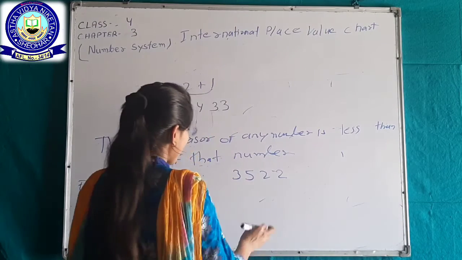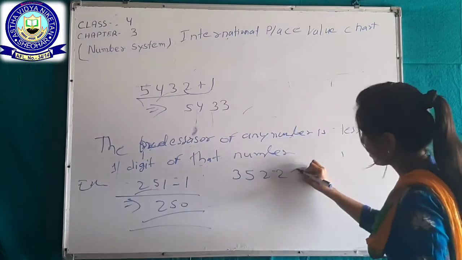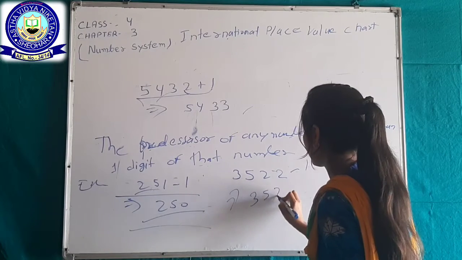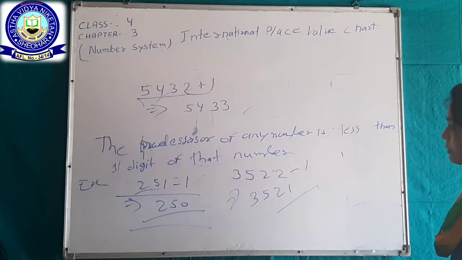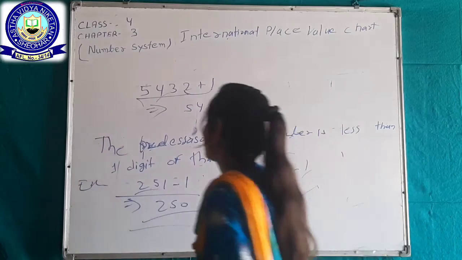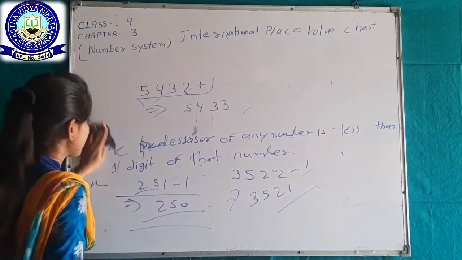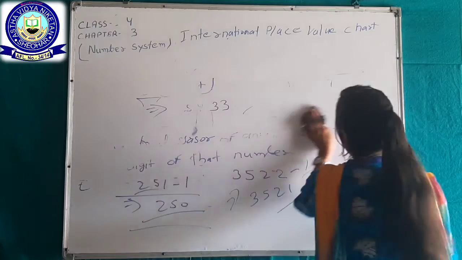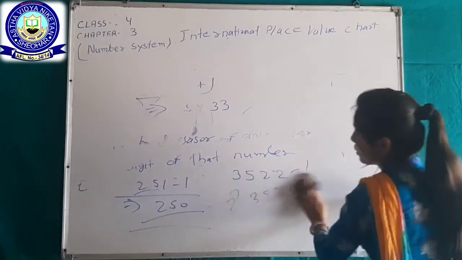3,522. You have to find out the predecessor of this number. Minus 1. 3,521 is the predecessor of this number. This is your successor and predecessor. You already know that and you already did it in your previous class.